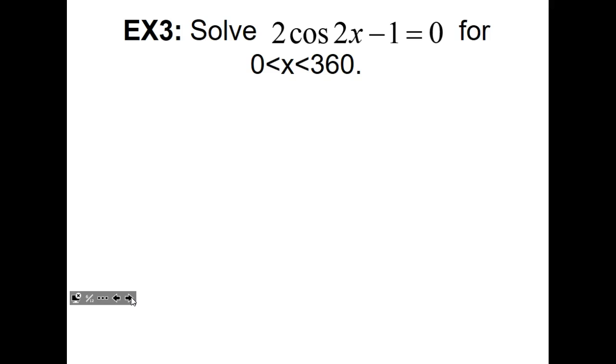Okay, so this problem we've got 2 cosine 2x minus 1 equals 0. And this time it did not ask us to find the principal values. It asked us to find the answers between 0 and 360. So this time we're looking at the whole unit circle, which means we're probably going to get more than one answer. Not necessarily, but probably going to get more than one answer. In fact, sometimes we get 3 or 4 or 5 answers.